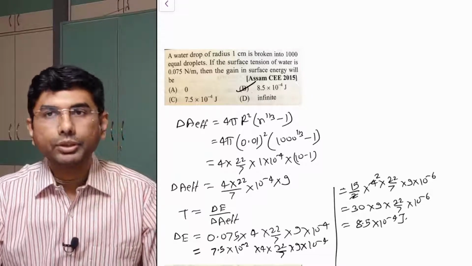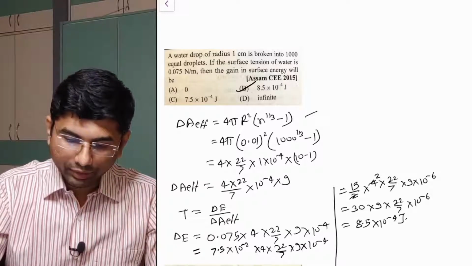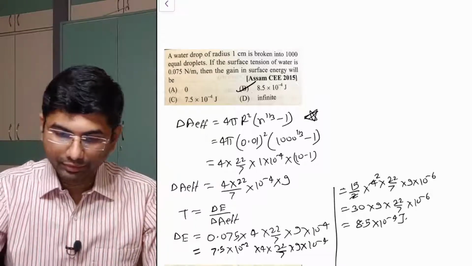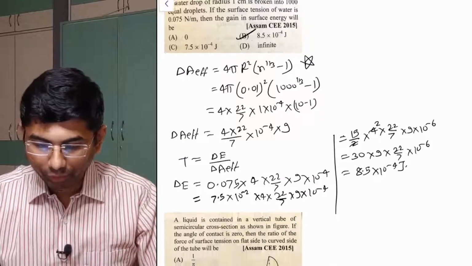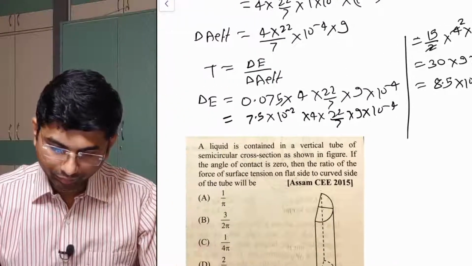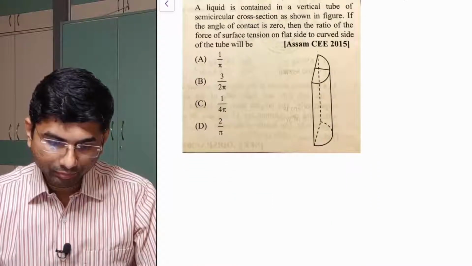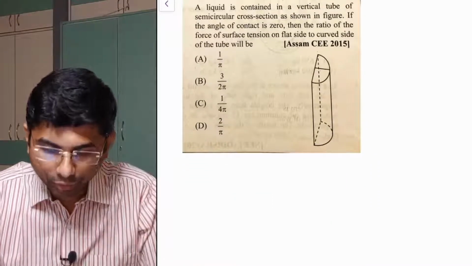These are again the same question, just we need to know this formula. Once we know this formula, then the things are very easy. Okay, the next question. We now have only 2 questions remaining, and they are not that difficult. This is from Assam CEE 2015.